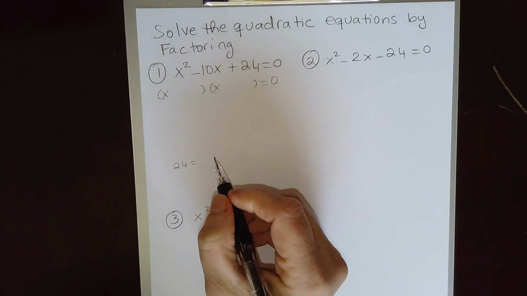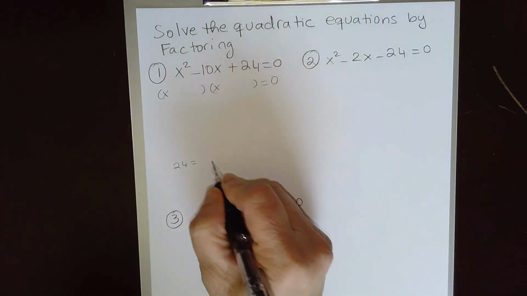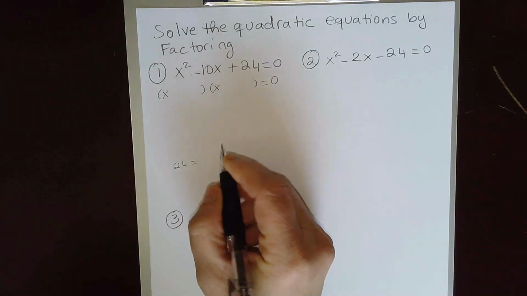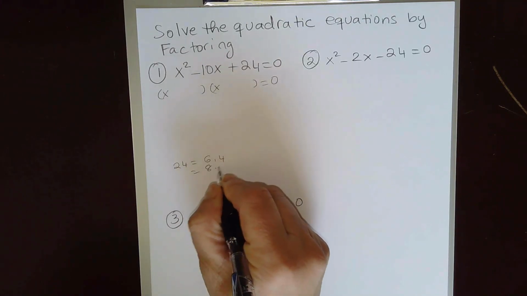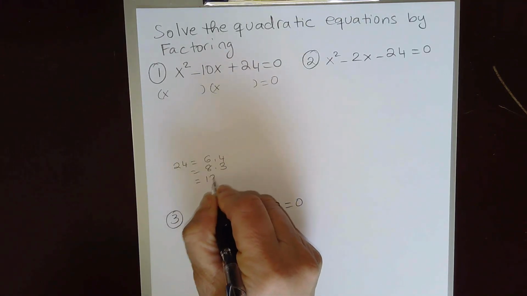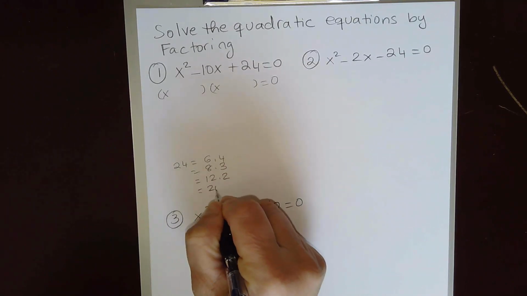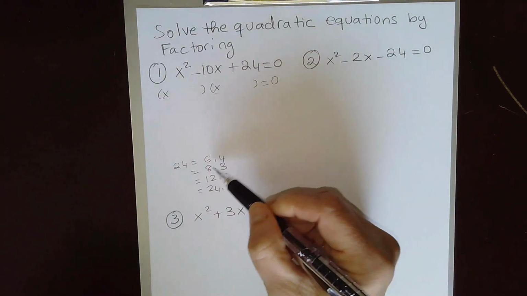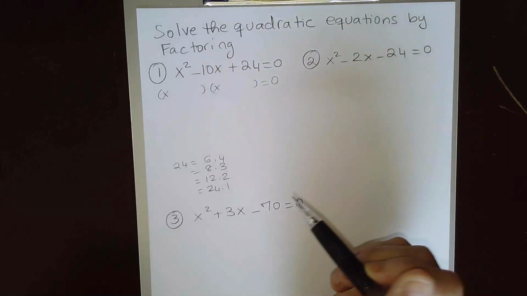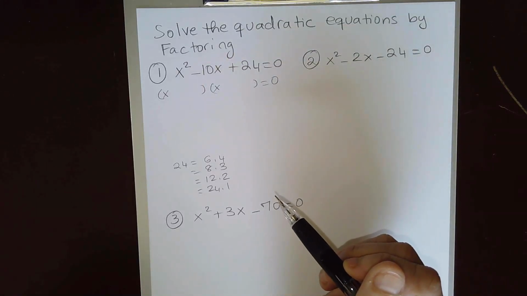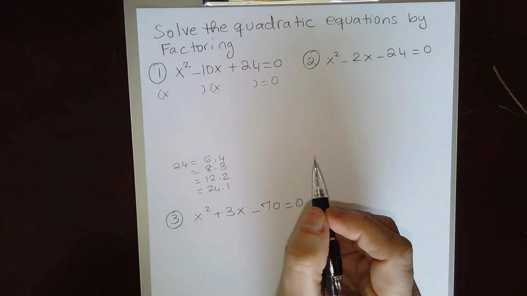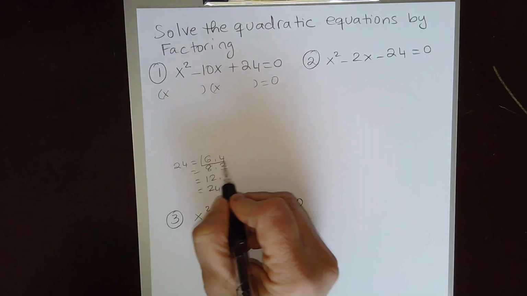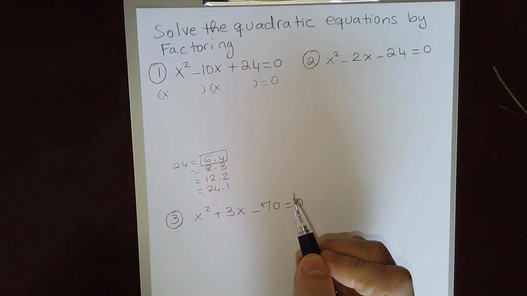I suggest that you first just use the numbers without the negatives. So you have 6 times 4, you have 8 times 3, 12 times 2, and 24 times 1. The product of these numbers is 24. We want the sum to be 10. Remember, we are not considering the sign now. So the sum of these two is equal to 10.